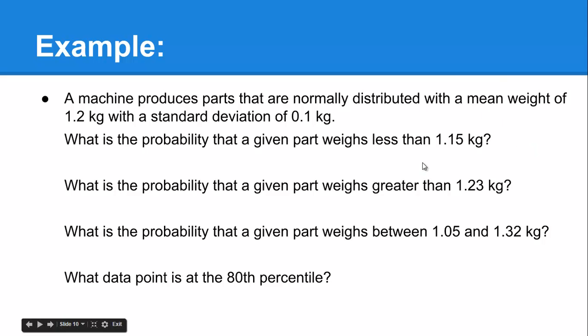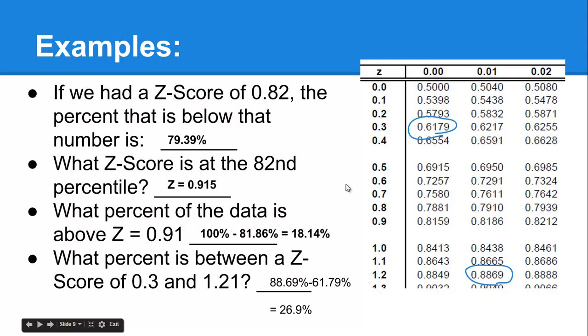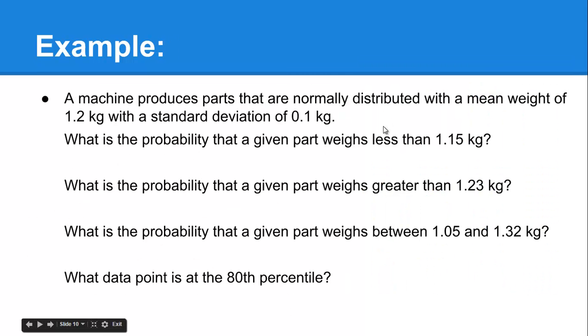But we can't just plug in numbers. The chart doesn't say anything about 1.15 kilograms. By the way, sorry, this whole chart is on page 480 of our textbook. It's also in this folder, so you should be able to get the chart pretty easily from me. It's on page 480 of the textbook, or it's posted online. But the chart doesn't say anything about 1.15 kilograms.